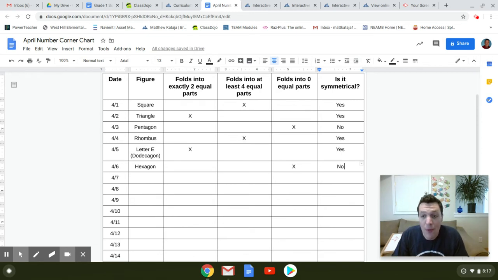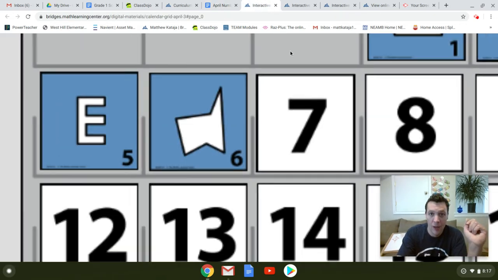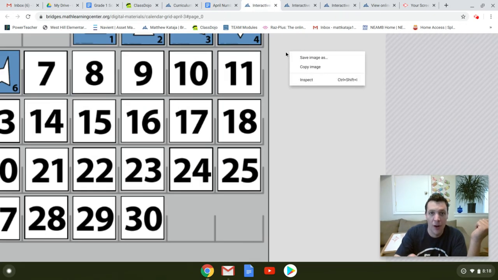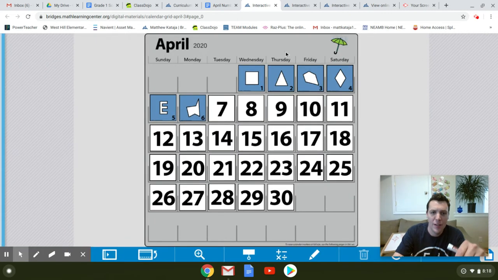The only shape that repeated was the quadrilateral, the square and the rhombus. So it went quadrilateral, triangle, pentagon, quadrilateral, dodecagon, hexagon. I'm going to predict the next shape's a quadrilateral. Let me see if I'm right, and I'll test it for symmetry tomorrow. So let's see. It seems like these quadrilaterals are more symmetrical. Drum roll, please.